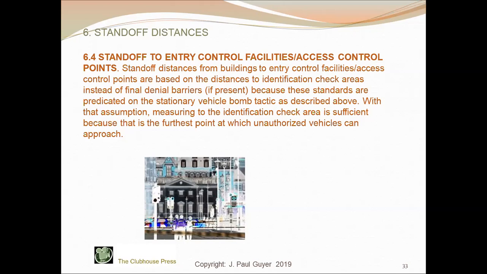And there are other things that can be done. You can construct zigzag pathway configurations using these typical highway barriers that we see all the time, temporary barriers frequently, and you place them so that the vehicle can't get through this zigzag configuration without slowing down. So that allows the security personnel an opportunity to take control of the vehicle.